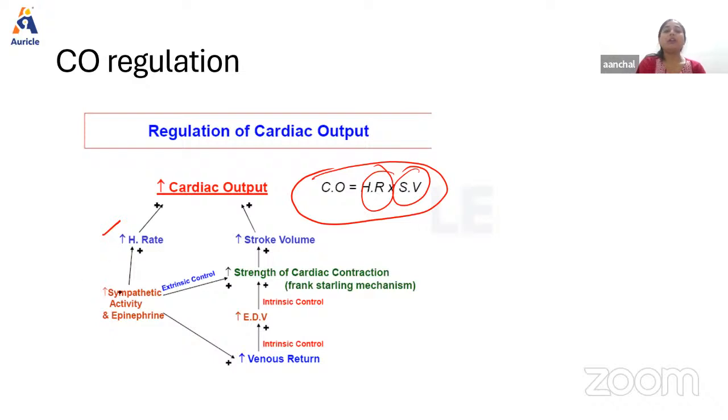So here, with the help of sympathetic activity and epinephrine, there is an increase in the heart rate, so cardiac output is increasing. Next, if there is an increase in the venous return, the blood is increasing in the right atrium, so there will be an increase in the end diastolic volume, which leads to an increase in the strength of the cardiac contraction, just what we have learned according to the Frank Starling mechanism. So it will lead to an increase in the stroke volume, and it will lead to an increase in the cardiac output.